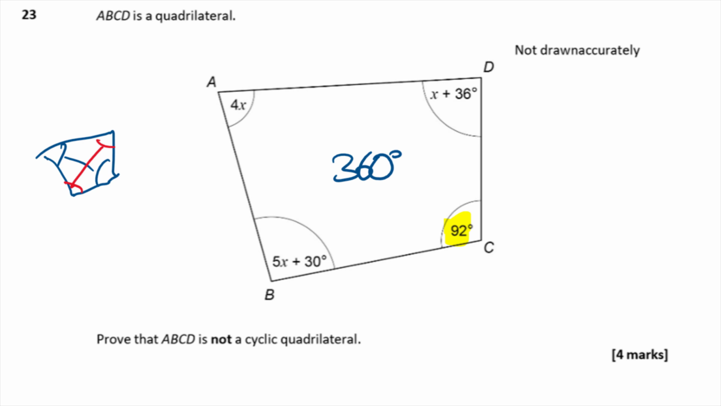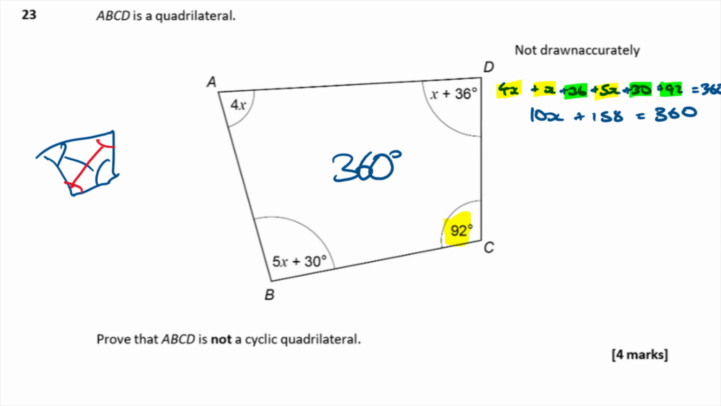Okay, so I'm going to use the fact that my four angles, 4x plus x plus 36 plus 5x plus 30 plus 92 equals 360. Okay, they all add up to 360. So let's just collect like terms. I've got a 4x, an x, a 5x, and that's it. And then I've got a 36, a 30, and a 92 that I need to add up. So 4x, x, and 5x, that's going to give me 10x. 36 and 30 and 92, what's that? 66, 156, 158. Plus 158, and that is equal to 360 degrees.